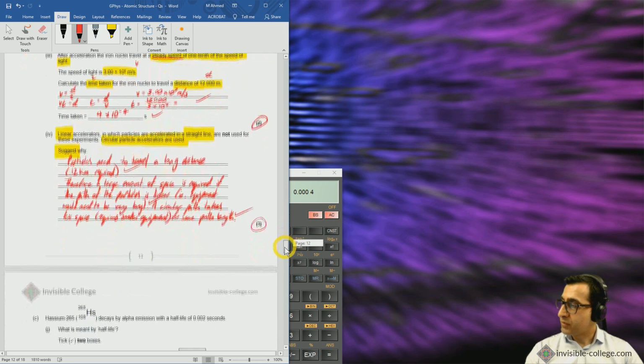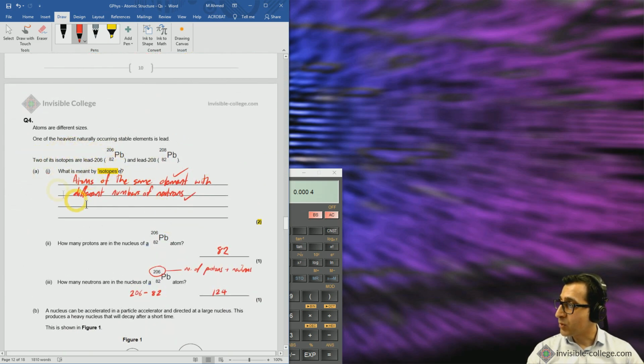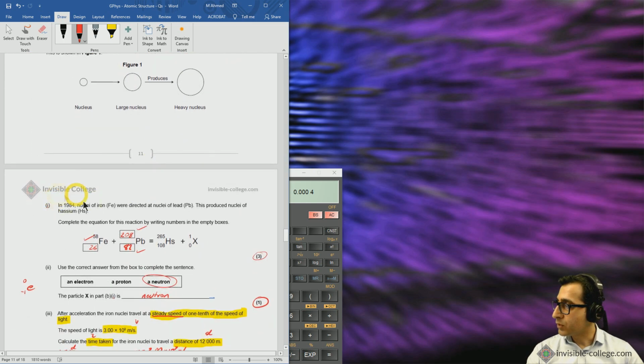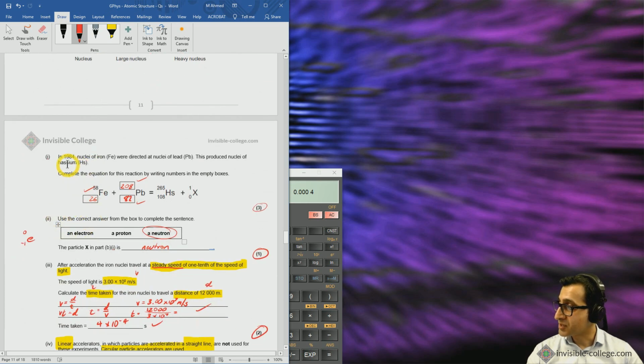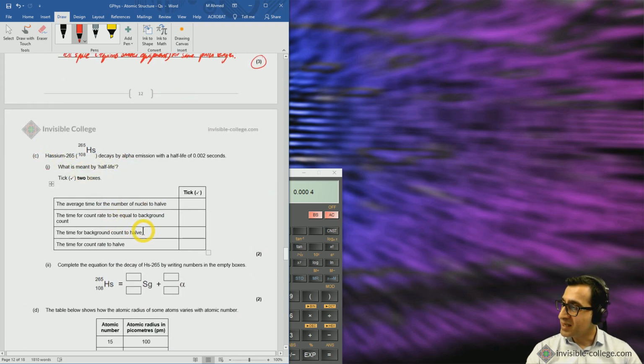Okay, so let's move on to the next part here. So Hassium-265. Now again, before I go any further, you'll notice that this isotope was mentioned in the very beginning of the question. Or rather, in the first couple of parts of the question, you see here, in a previous part of the same question, we have Hassium being mentioned, and it's even present in this nuclear equation, but it wasn't specifically referenced in this part of the question.